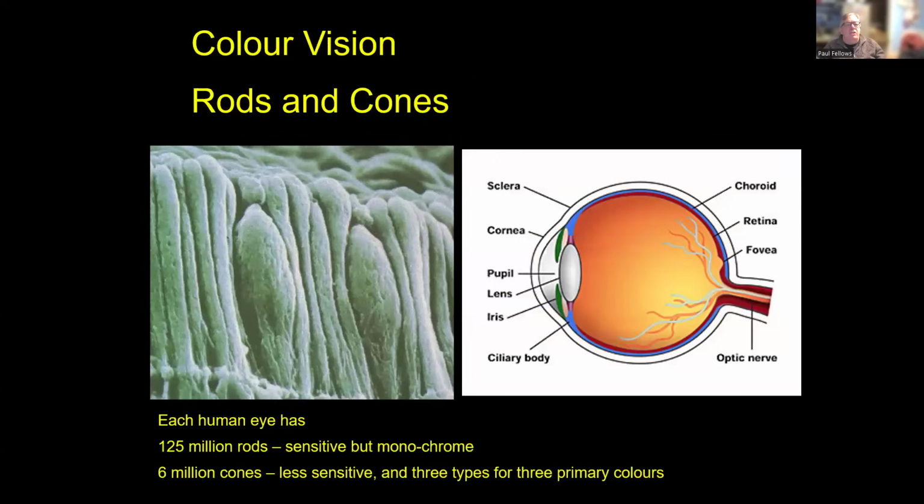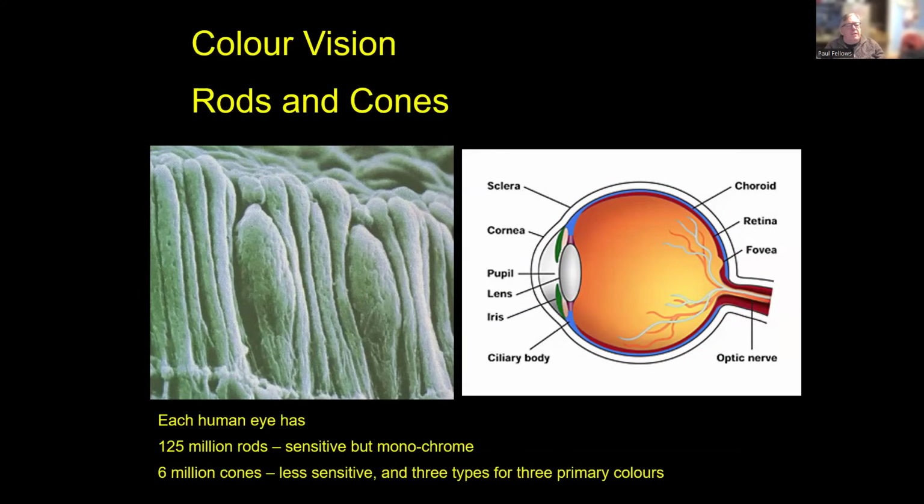Now, in terms of the cells that are picking up the light at the back of the eye, we have in the human eye rods and cones. There's an electron micrograph on the left there showing the tall, thin rods and the rounded cone cells, less of them. And the human eye has a large number of these, 125 million rod cells and about 6 million of the cone cells. And they're distributed in a pattern across the back of the eye.